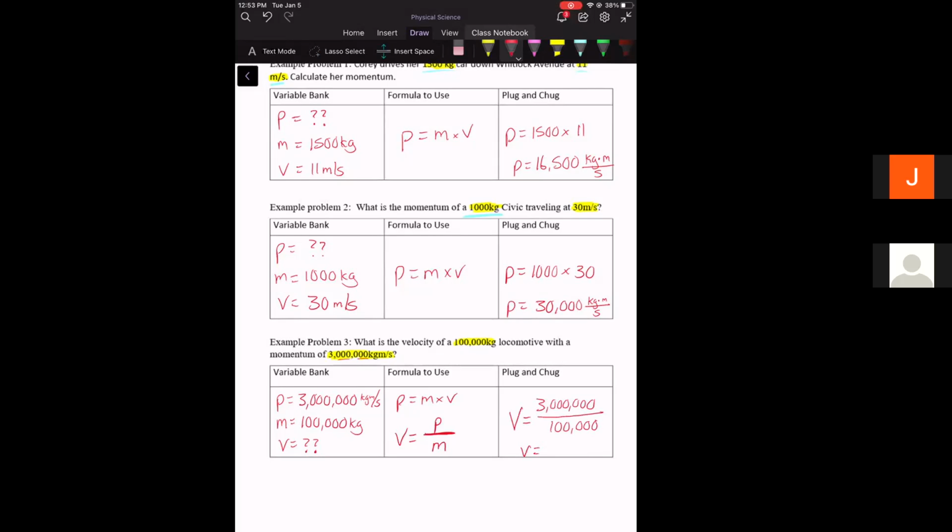V is equal to, very nice. 30. Now this is velocity. So what unit should I use for velocity? Anybody remember? Is it kg m/s or m over s? M over s. Very nice. Very good.